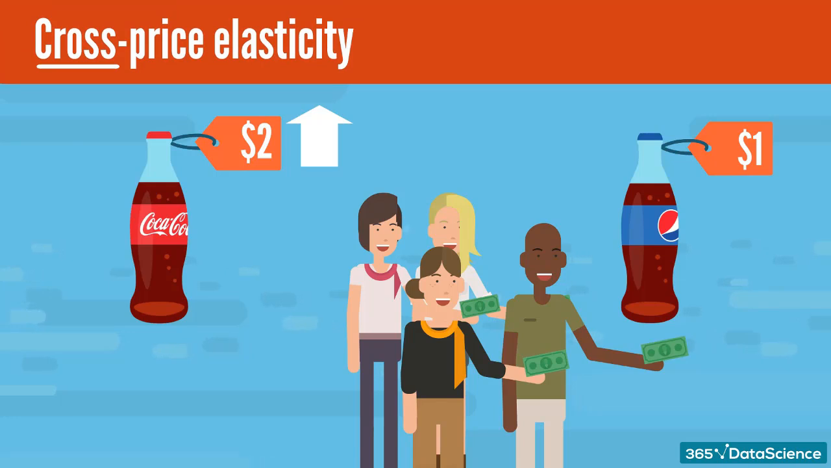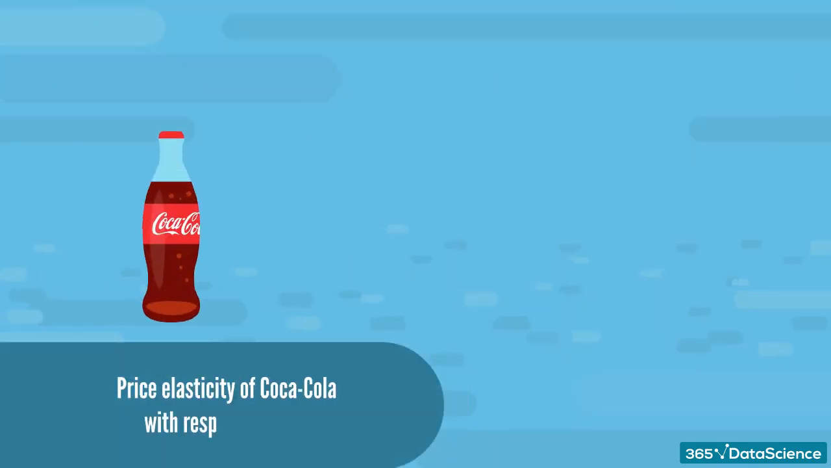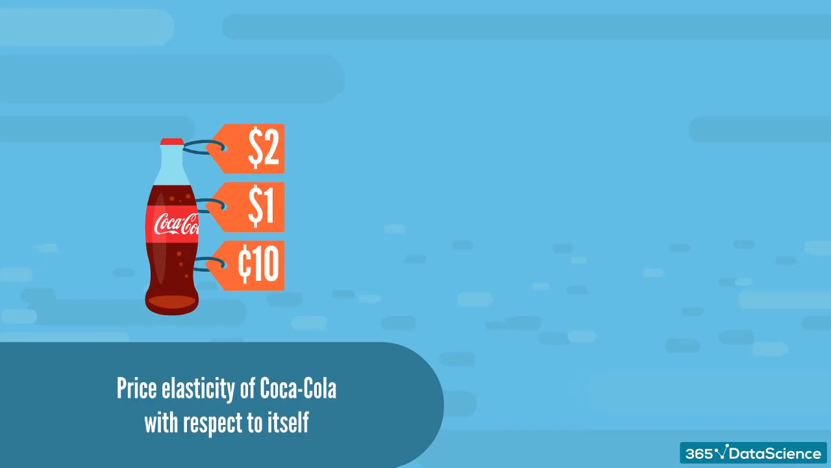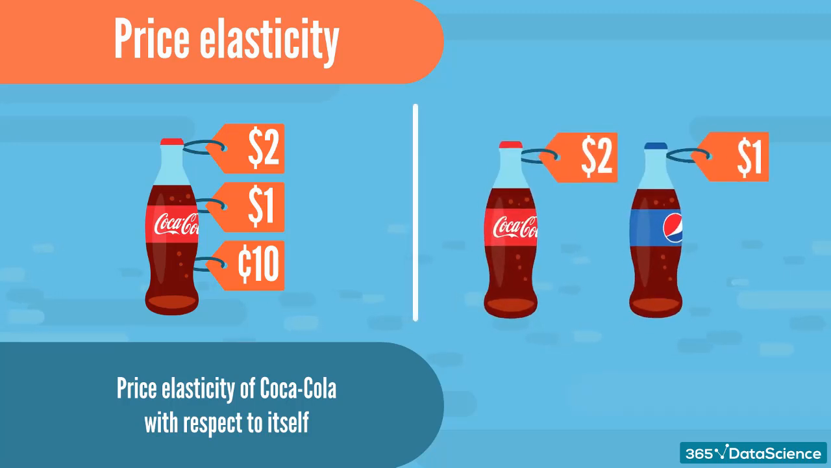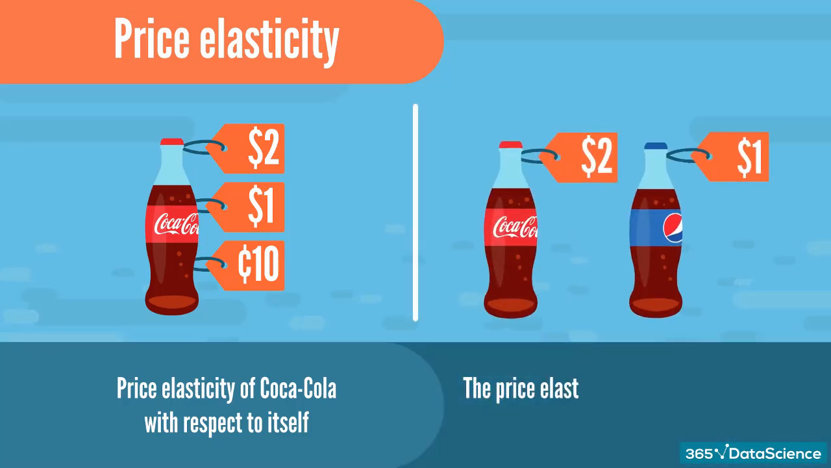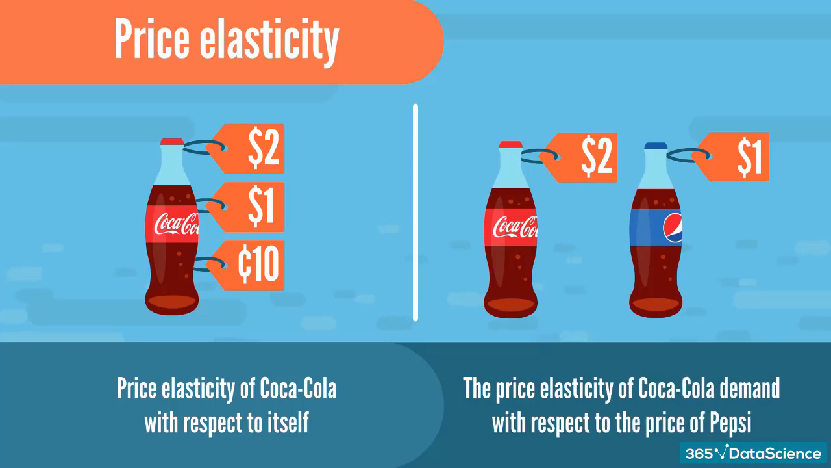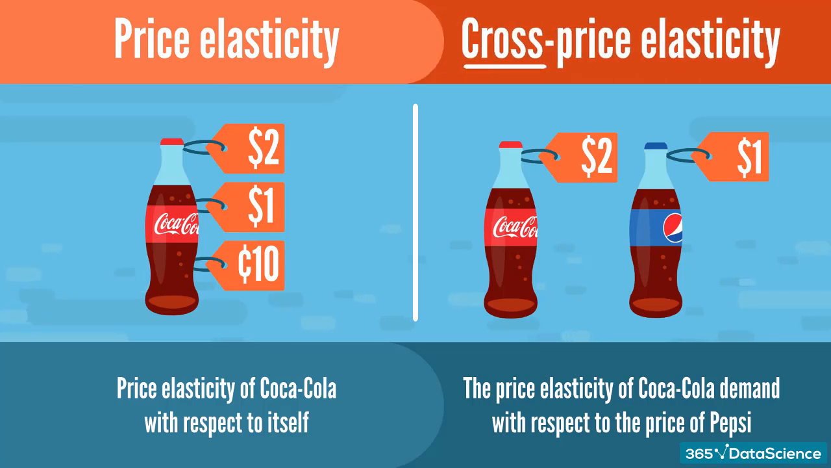Now, in the first case, where we measure the elasticity of cola with respect to itself only, we call that own price elasticity, price elasticity of Coca-Cola demand, or simply price elasticity of Coca-Cola. However, in the second case, where we've got two products, we must say the whole name, price elasticity of Coca-Cola demand with respect to the price of Pepsi, in order to be sure that there will be no confusion.